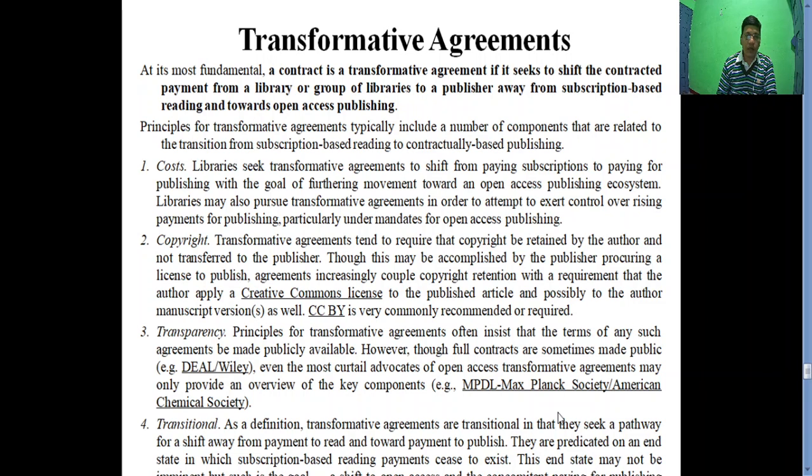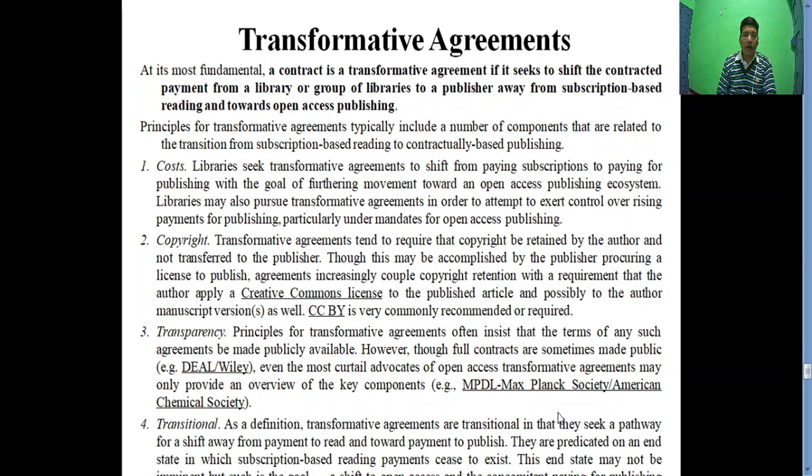Number 2. Copyright. Transformative agreements tend to require that copyright be retained by the author and not transferred to the publisher. Though this may be accomplished by the publisher procuring a license to publish, agreements increasingly couple copyright retention with a requirement that the author apply a Creative Commons license to the published article and possibly to the author manuscript version as well. Creative Commons BY is very commonly recommended or required.